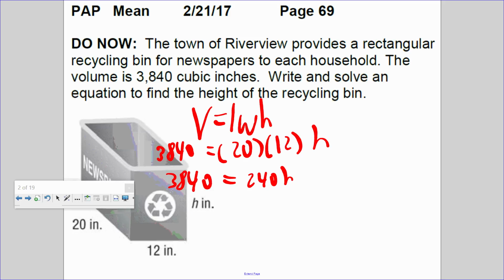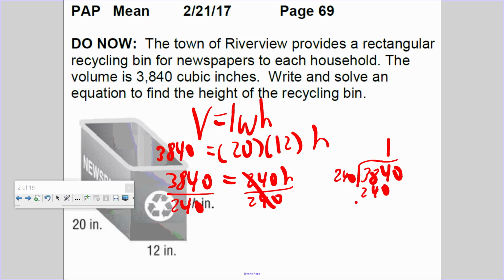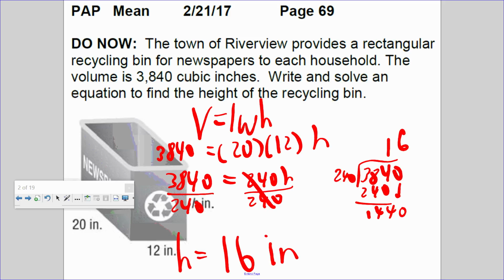3,840. Again, I need to isolate this variable h, so I divide by 240. Divide by 240. This cancels. So what do you get when you divide 3,840 by 240? It goes in one time. 144 is the remainder. I bring down the 0. How many 240s go into 1440? It goes in 6 times. So the height equals 16 inches.